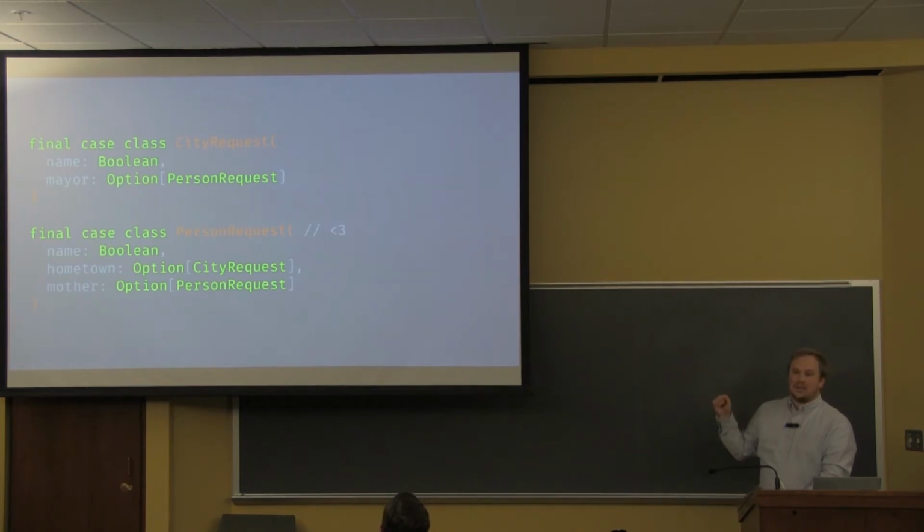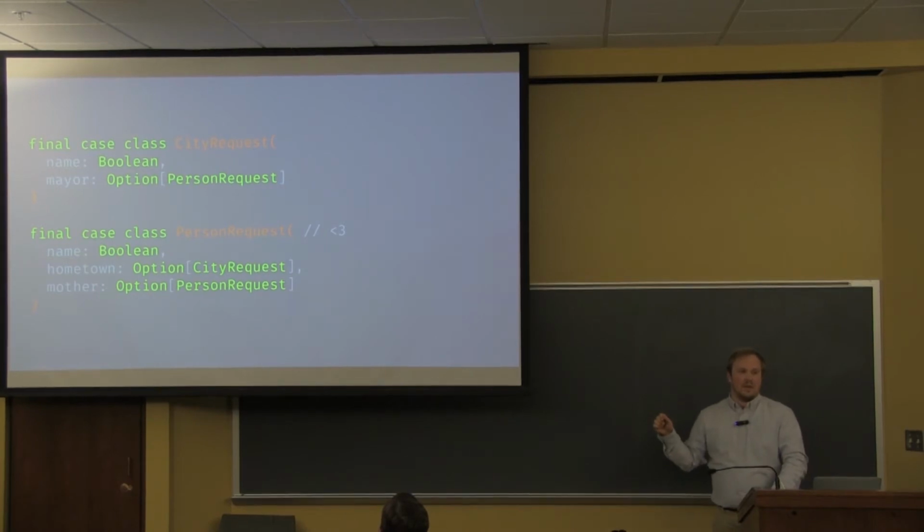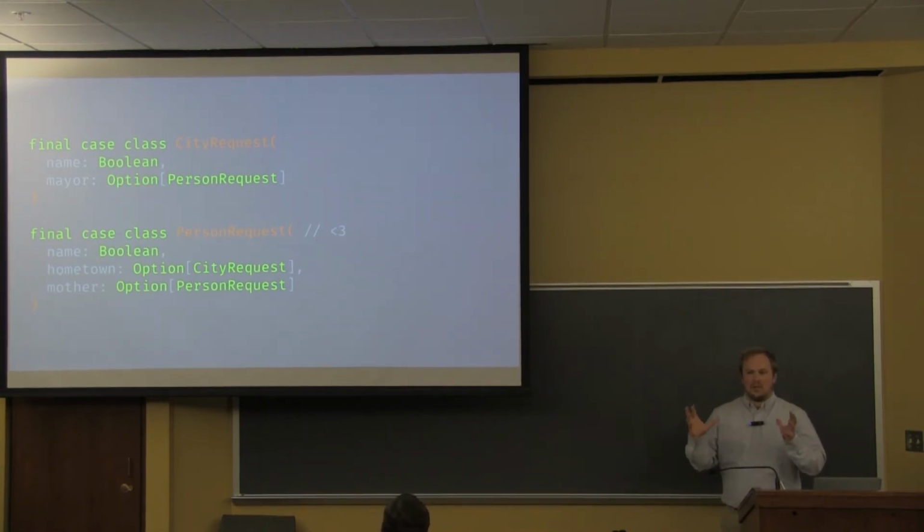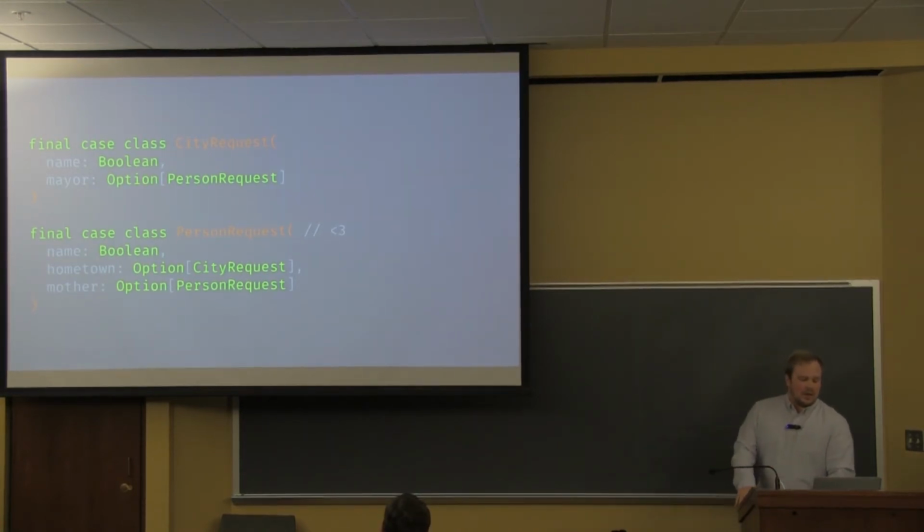For atomic types, like the person and the city's name, we just need to know whether or not you want that piece of data, yes or no, true or false. For recursive data types, we just need a request of the appropriate type for that recursive data type. But if you're not interested in going down that relationship, then just provide us none. You're not requesting it, we're not going to respond to it, and that will terminate this infinite data structure and let you deal with just a finite chunk of it.